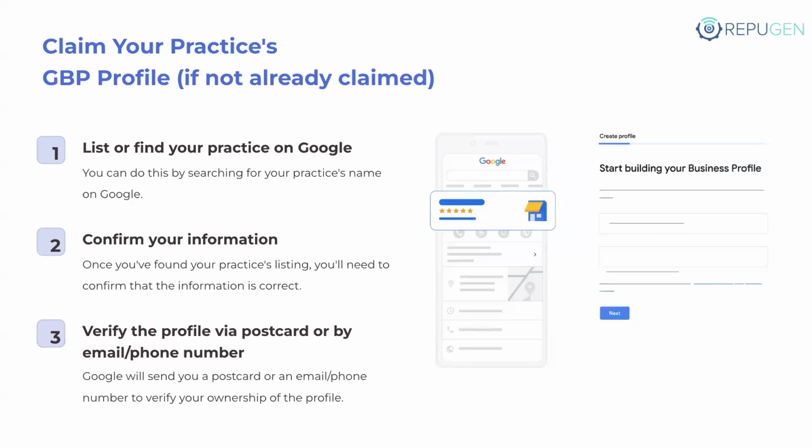Step one is to list or find your practice on Google. In order to do this, you'll simply search for your practice's name directly within the Google search engine online. Step two is to confirm your information. Once you've found your practice's listing or created it, you'll review the details to ensure accuracy. And step three is to verify your profile. Google will send a verification code via postcard, email, or phone number. You'll follow the instructions to confirm your ownership of the profile and be able to verify your profile.